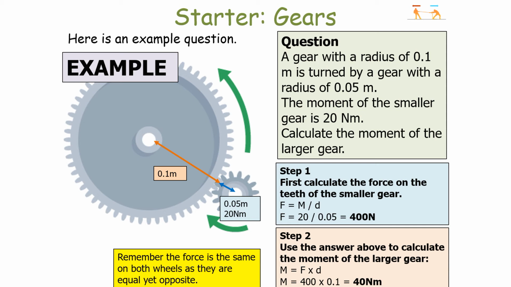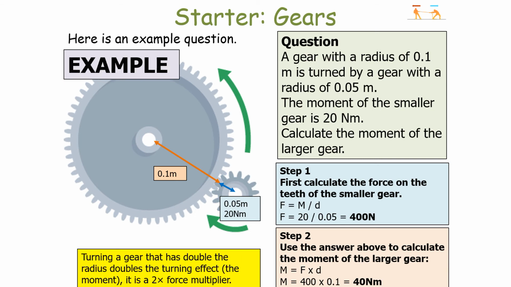So therefore we know the moment for the larger gear is force times distance, which is 400 times the distance between the pivot and where the wheels interlock, which is 0.1 meters. So our moment is 40 Newton meters. So turning a gear that has double the radius doubles the turning effect, so it's a double turning effect multiplier. Like our instinct told us, the larger gear has a larger moment.